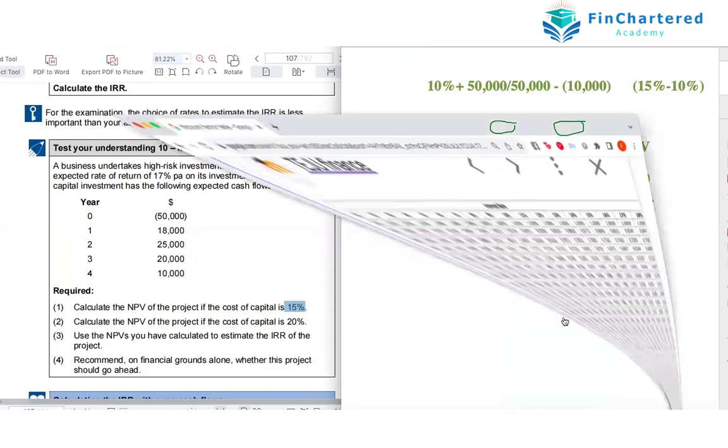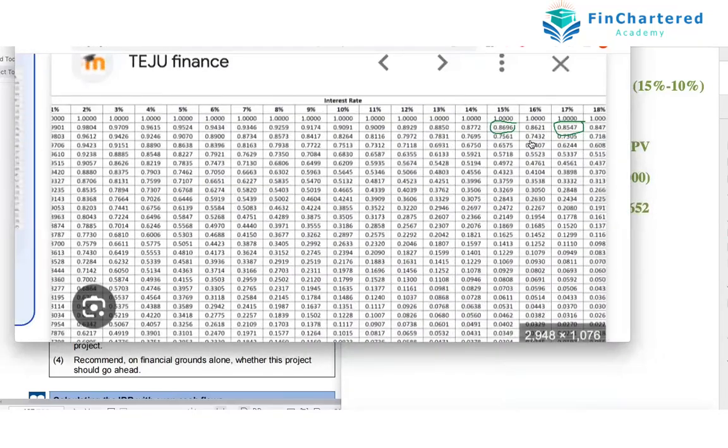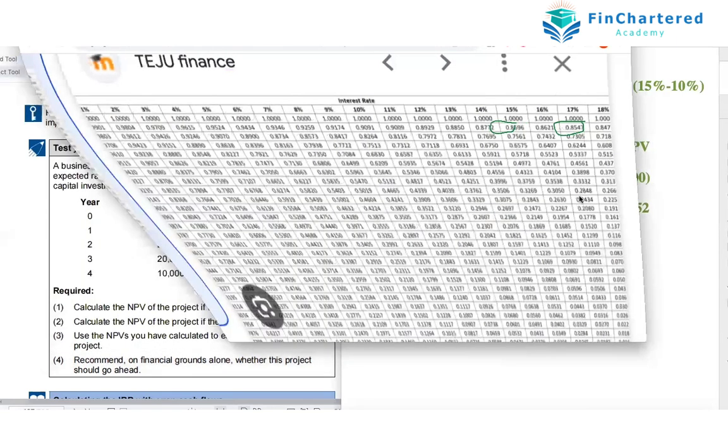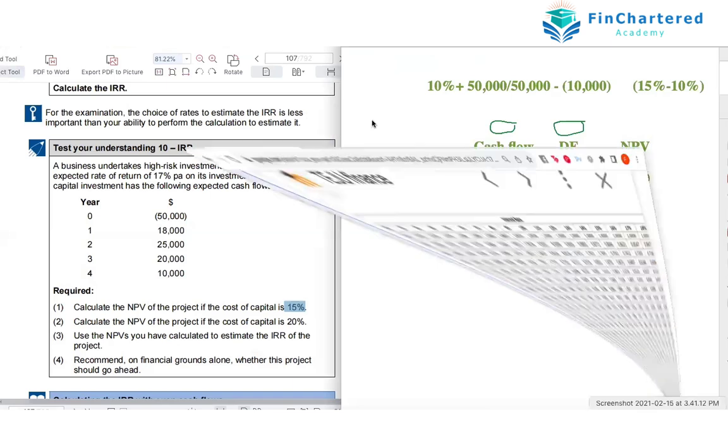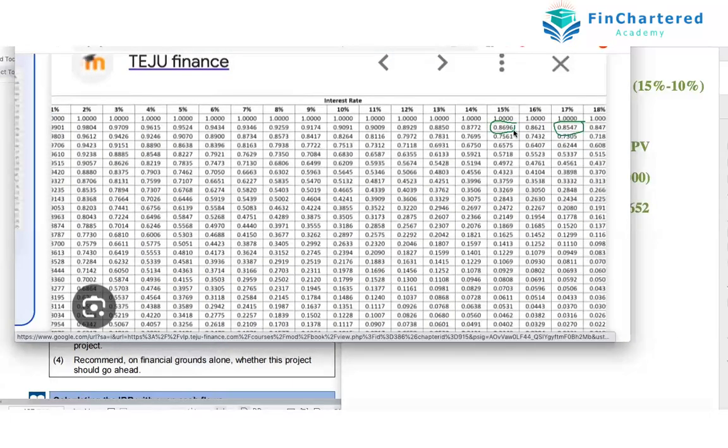Very good. So again, it is 15% for 1 year, 0.8696. Can also be taken as 0.870. So if you round off, obviously there will be a slight difference in the answer. Okay, then 25,000. If the cost of capital is 15%, 15% for 2 years is 0.7561.